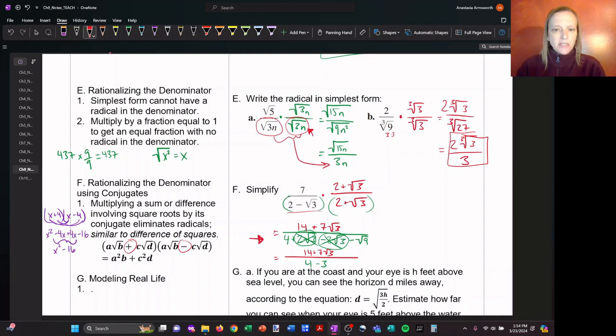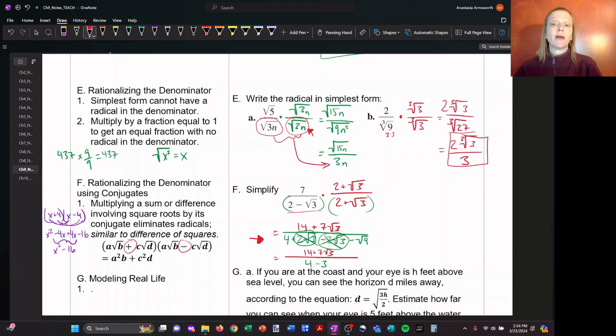Sometimes this extra step helps students, and sometimes it's just confusing. Some students prefer to just memorize that there's this trick with conjugates. If I multiply two conjugates together, then I square the first term and I get 4, and I square the second term and subtract it. And the square root of 3 squared is just 3. So however you get to this last step is up to you.